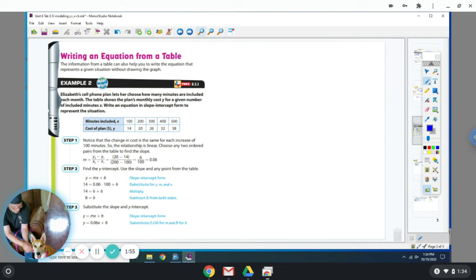Same idea, writing an equation from a table. So we have this table right here, and it tells us this is your x and y. So we need to find our slope. We need to find the change of y over the change of x. So it's adding 6, and this is adding 100. So that'd be 6 over 100, which is 0.06.